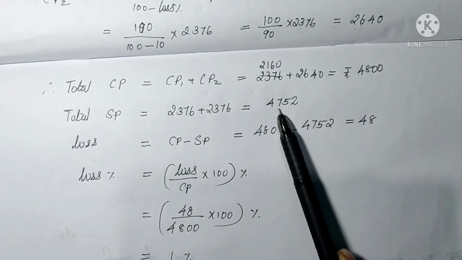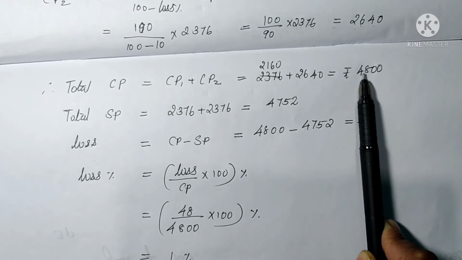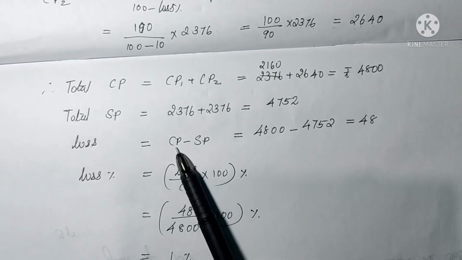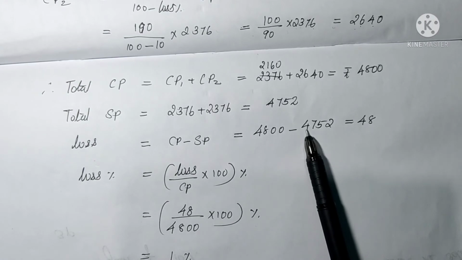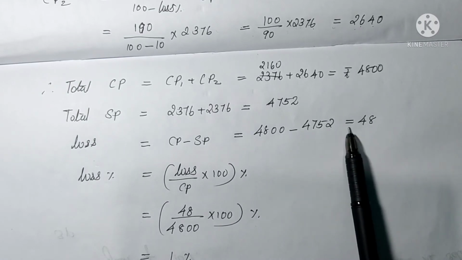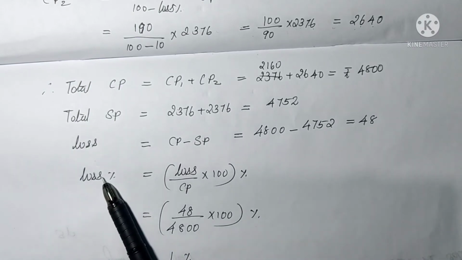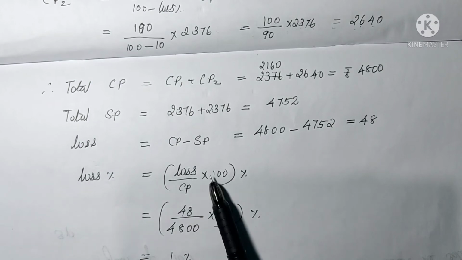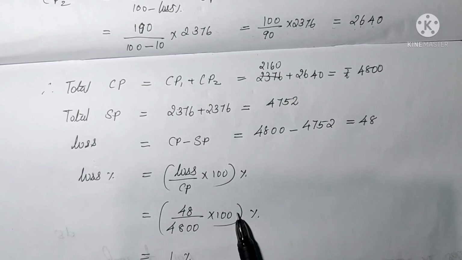Which is bigger? CP is bigger. CP is bigger means that is loss. So loss is equal to CP minus SP. That is 4800 minus 4752. And its value is equal to 48. Now we can find loss percent. Loss percent is equal to loss by CP into 100%. That is 48 by 4800 into 100%. So cancel 48 and 48. 2 zeros will be cancelled here, which is equal to 1%.